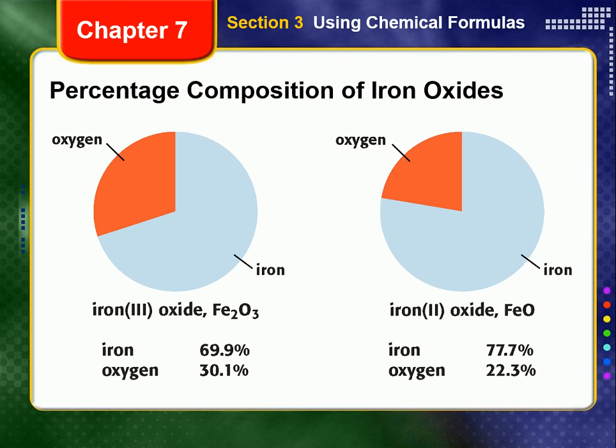For the next example, we will be using iron oxides. These are compounds that are composed solely of iron and oxygen, but in different proportions. For one example, we will be referring to iron 3 oxide, which has a chemical formula of Fe2O3, and iron 2 oxide, which has a chemical formula of FeO.